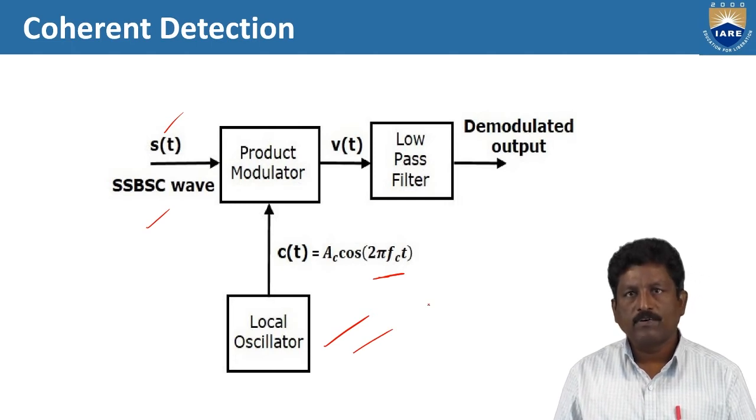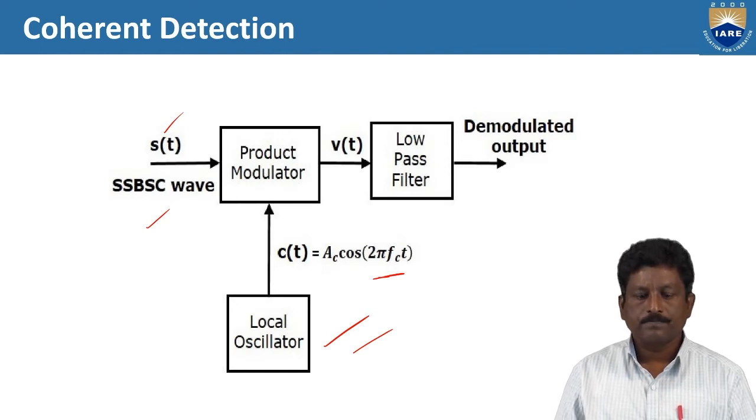So both are in phase or in frequency, so this is called a coherent detector. Coherency: the carrier frequency at the transmitter is equal to the carrier frequency at the receiver side, so that both are the same, in synchronization. This demodulation technique is called coherent detector or coherent detection.